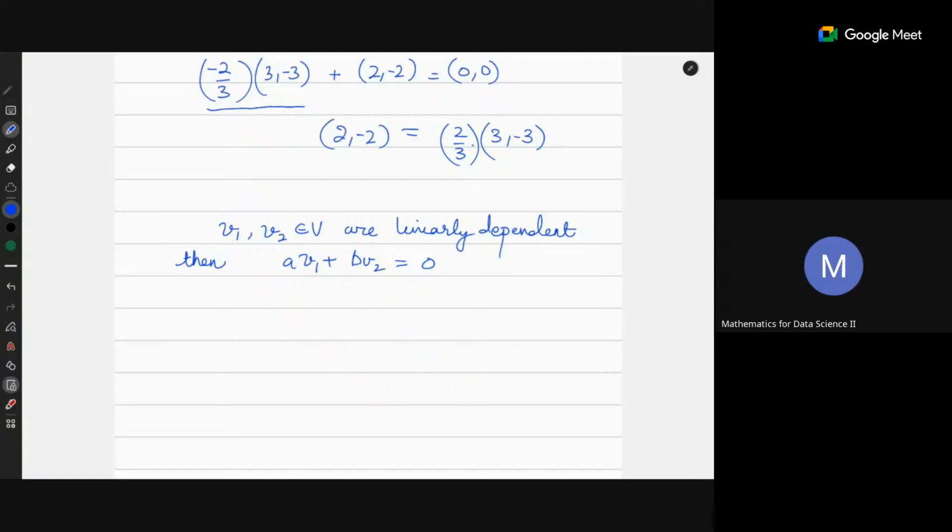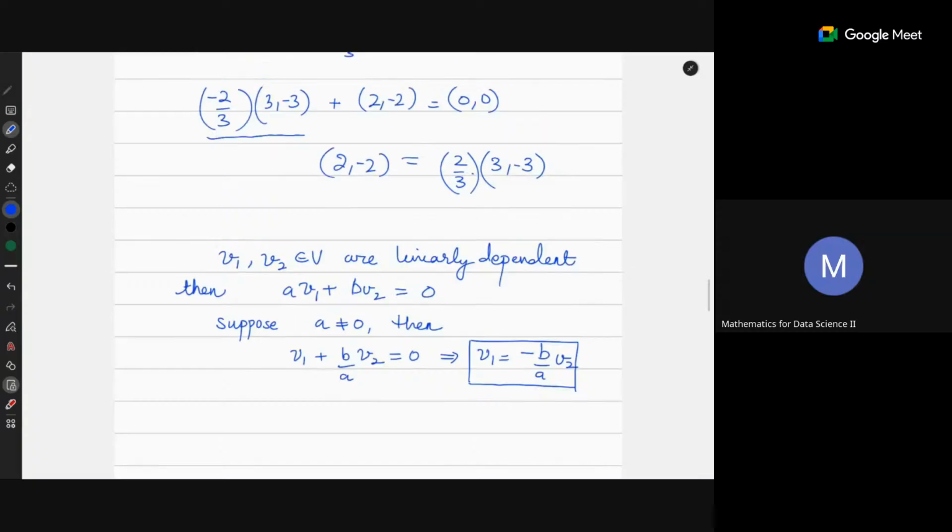Now since they are linearly dependent, one of them has to be non-zero. Either a or b has to be non-zero. Suppose a is non-zero, then you can divide the whole equation by a because it is non-zero, and you can express v1 as minus b over a times v2. All right.